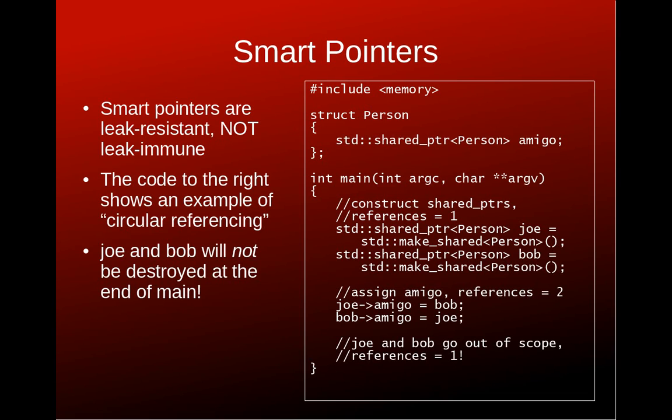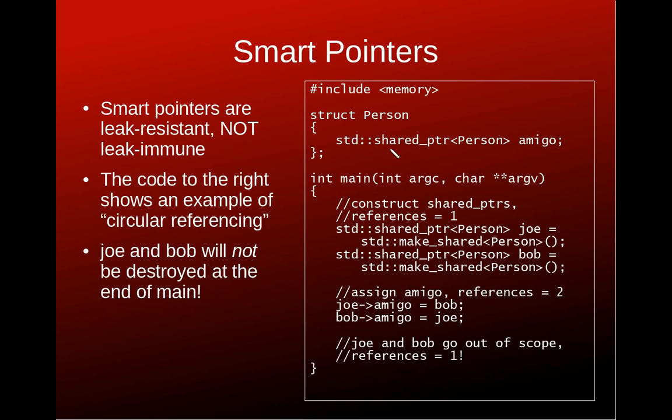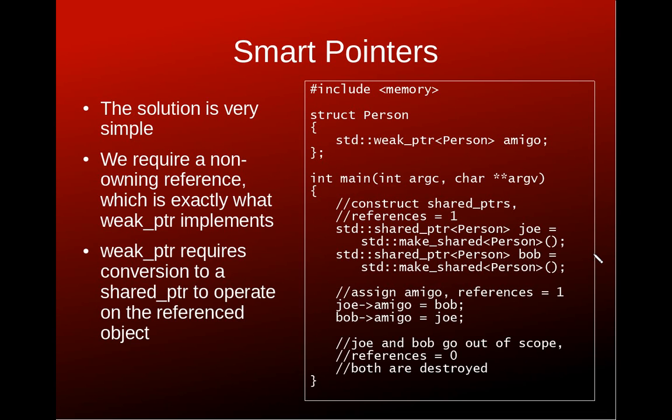So how do we fix this situation? This is called circular referencing, and it's a pretty common problem. We break circular referencing by using weak pointer. So weak pointer is a non-owning reference, okay? It references something that is owned by one or more shared pointers, okay? But it does not itself indicate ownership, so it does not affect the reference counting, okay? So this is exactly the same as the code before, except instead of amigo being a shared pointer, amigo is a weak pointer, so it will not affect the reference counting.